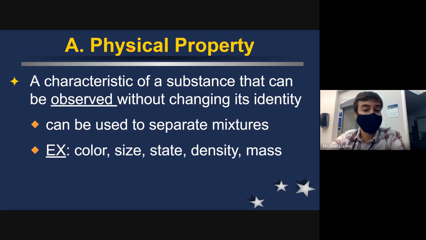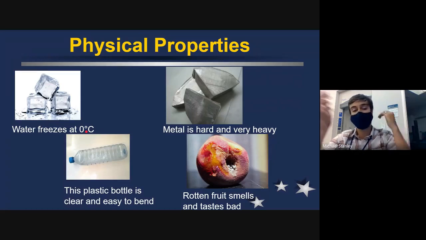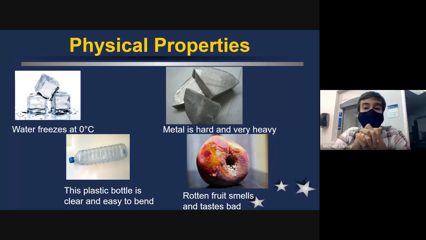So some really good examples of physical properties would be like if you took the temperature of this ice cube, it would be 0 degrees Celsius, because that is the freezing point of water. If you cool water down below 0 degrees Celsius, it will freeze. So that type of measurement, that freezing point, is one of water's physical properties. It's something that you can observe about water. It freezes into ice.